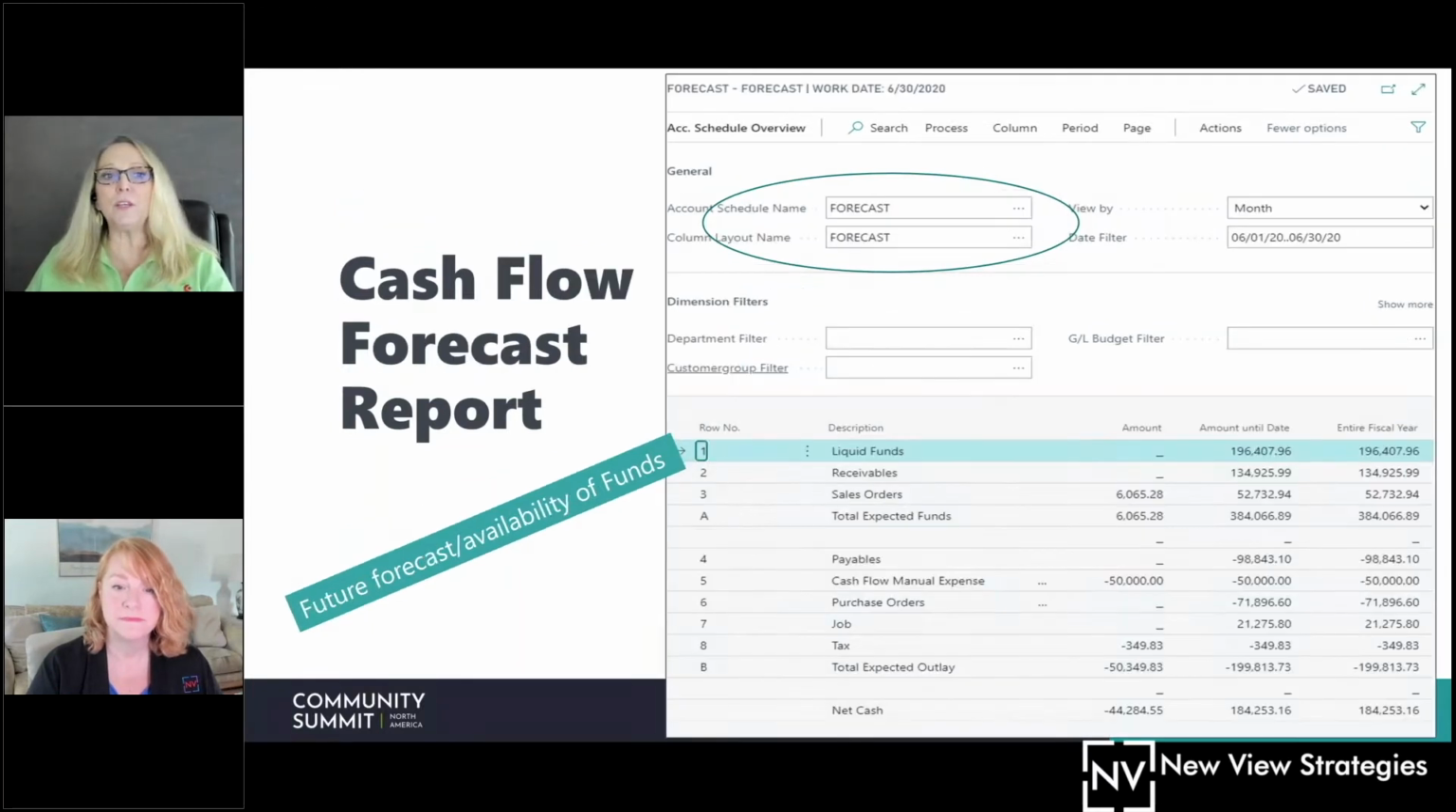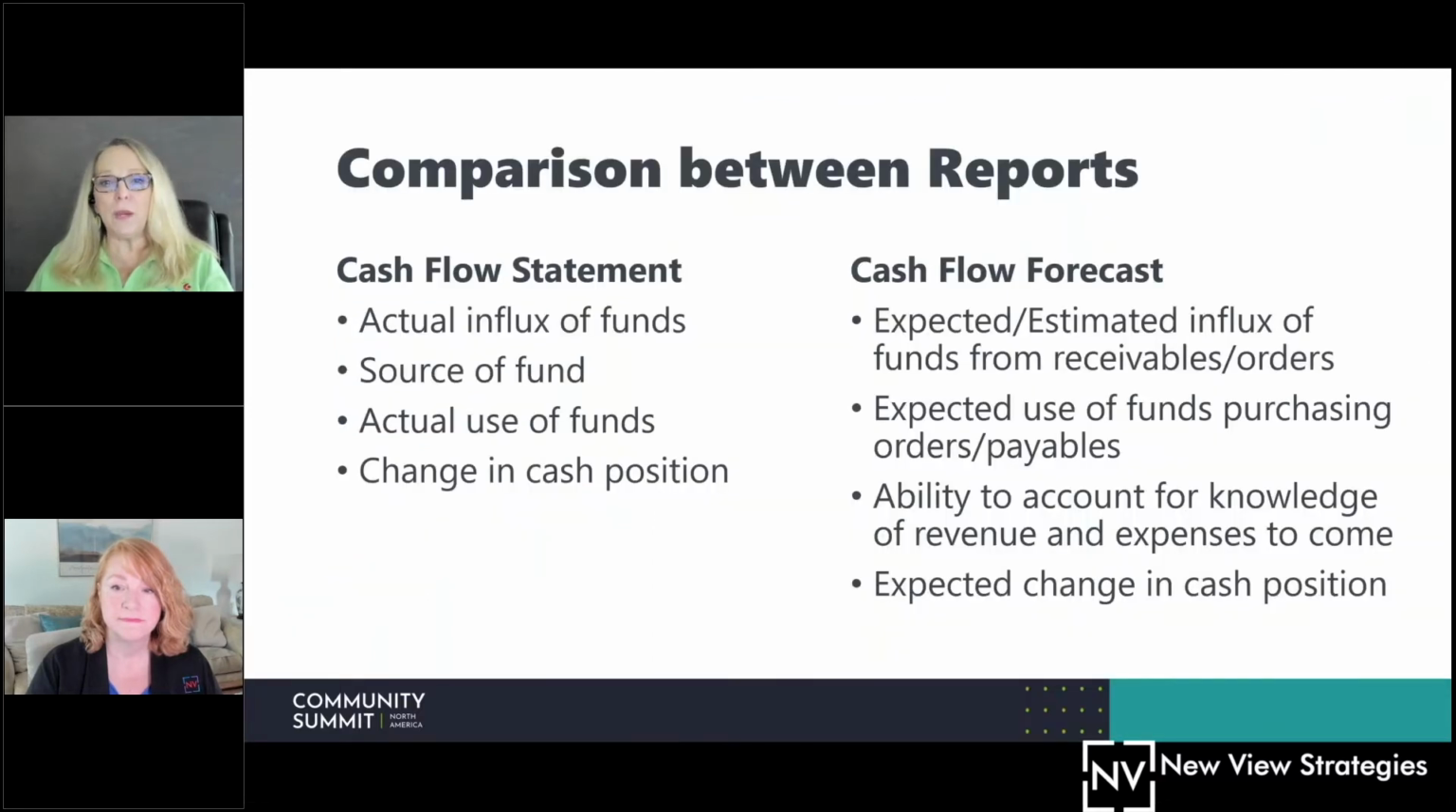Whereas the cash flow forecast report is predicting where we're going to go. Notice up here in my circle that it's still using the account schedule and columns, so we're really using the same thing to build the reporting that we want. When we compare those reports, it's actual versus expected. It's really two different sides of the coin, before and after, I guess.